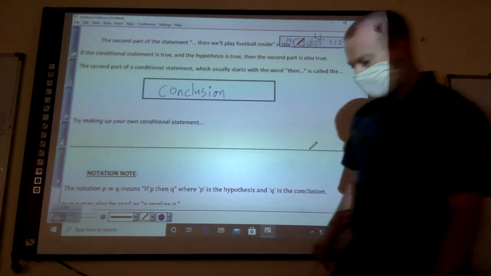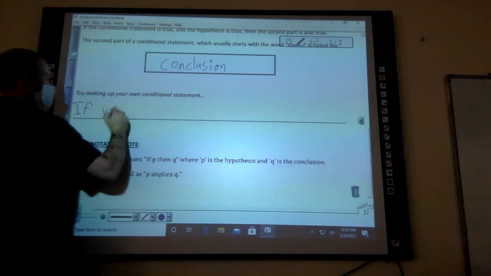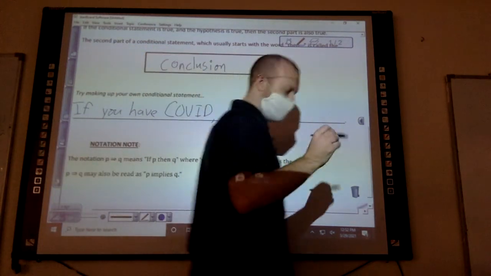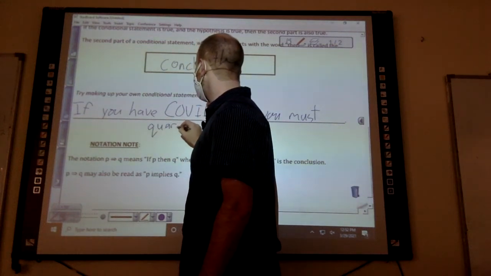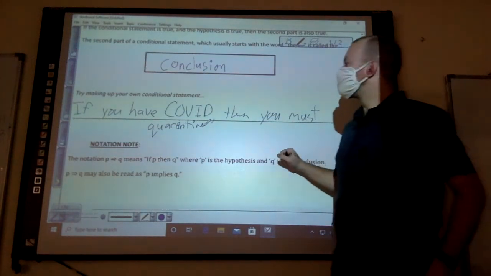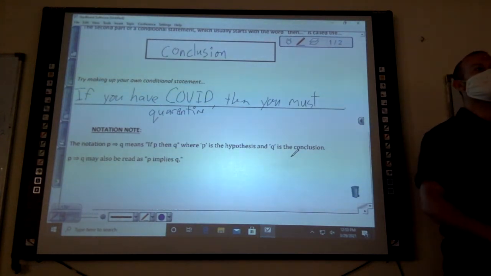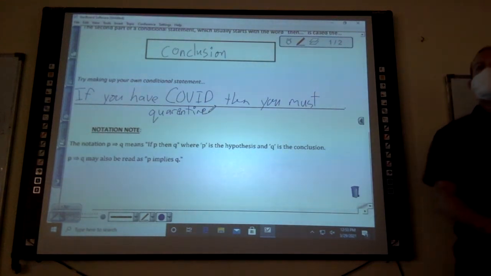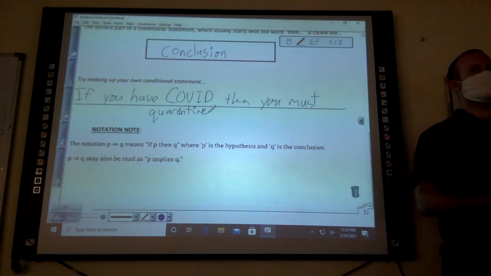So let's pick one up here and make it very relevant to today. So if, this could be dangerous, if you have COVID, then what? Then you must quarantine, yeah. I think I spelled quarantine wrong. It should be an E. I have no idea how to spell quarantine. Did I spell it right? Quarantine. Thank you. So these are conditional statements. Is this necessarily a true statement? Yeah, it all depends, right?